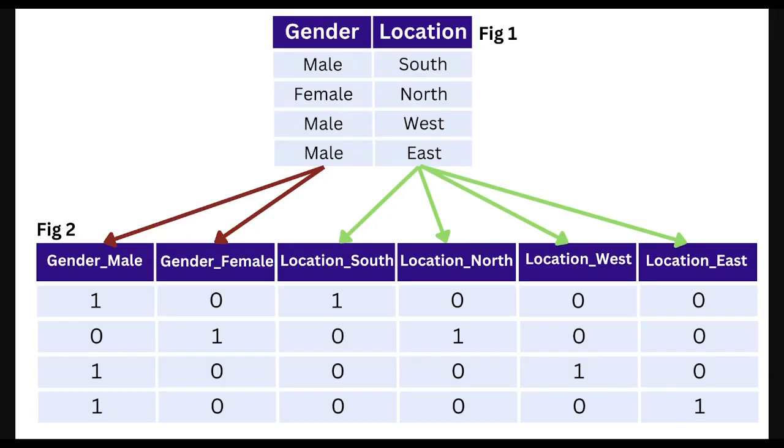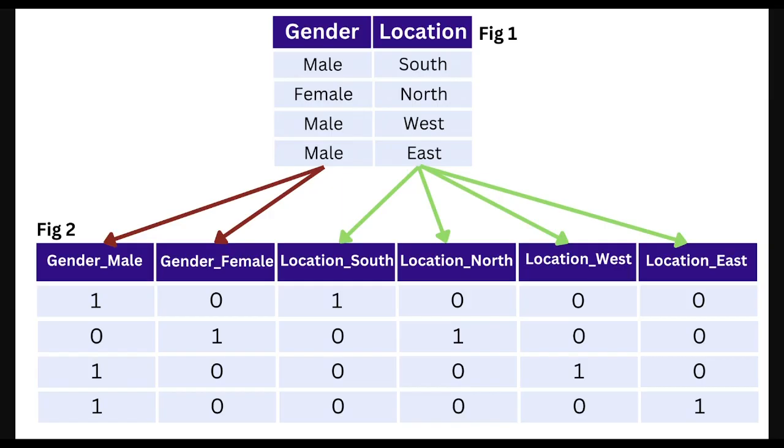Similarly, if you take a look at the second row of your gender column in figure 1, you can see the original value was female. Now when you look at the numerical columns in figure 2, you can see the value 1 is given under the gender female column, whereas for gender male it is 0. So as I said previously, 0 means it doesn't belong to that particular column and 1 means it does belong to that column.